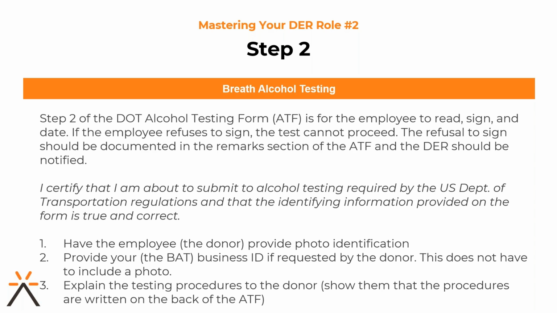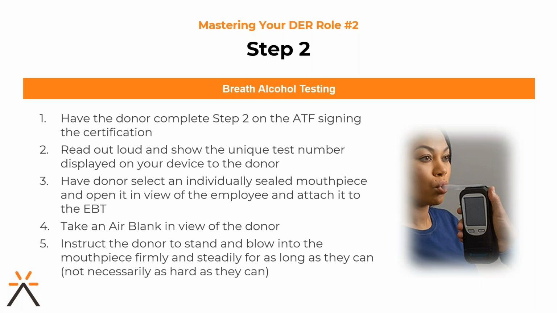We're just going to say that we do have that information. He or she did sign, and then we're going to move on to the next step. So we're going to sign the ATF when they provide the first sample. You're going to look at the EBT. You're going to read out the test number. So it might be test number 184. You're going to show it to the donor.